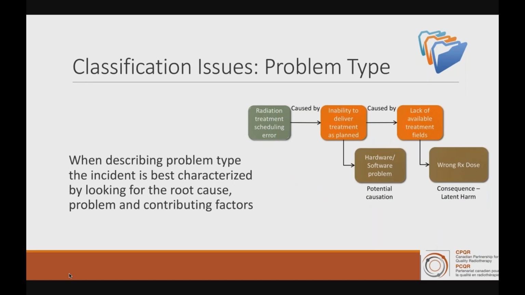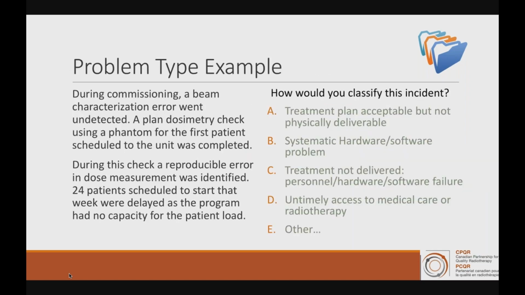So when describing the problem type, again, we can keep looking back to those causes. Maybe the hardware or software problem could be a contributing factor, but in this instance, we want to look at the coordination of the tasks that resulted in those fields not being available.